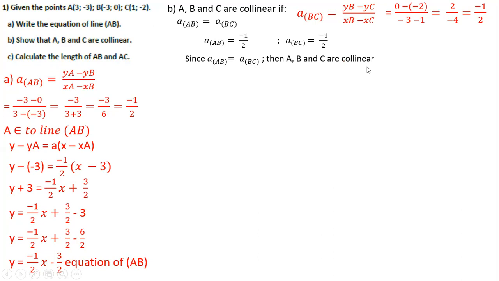Please listen carefully. It's not necessary to calculate the slope of AB another time. Why? Because we already calculated it here. So we take the slope of AB, equal to minus half, from part A and we use it in part B. But since we didn't calculate the slope of BC before, we should calculate the slope of BC to say that the two slopes are equal, then the 3 points are collinear. Is this clear, guys? Before we continue?